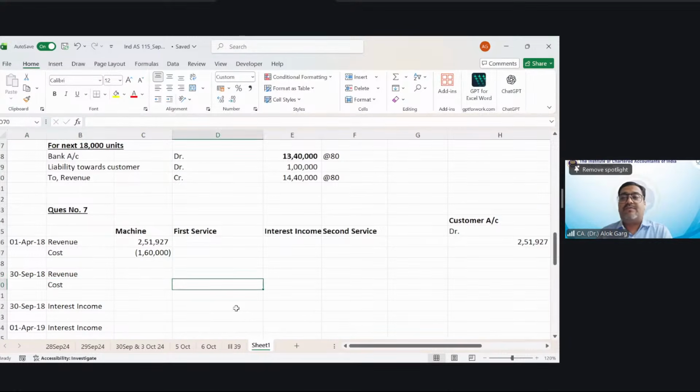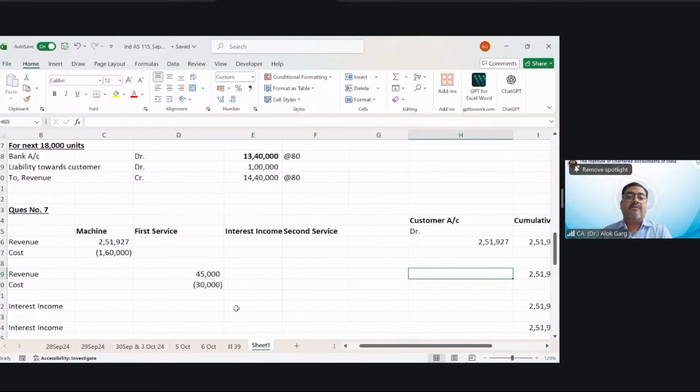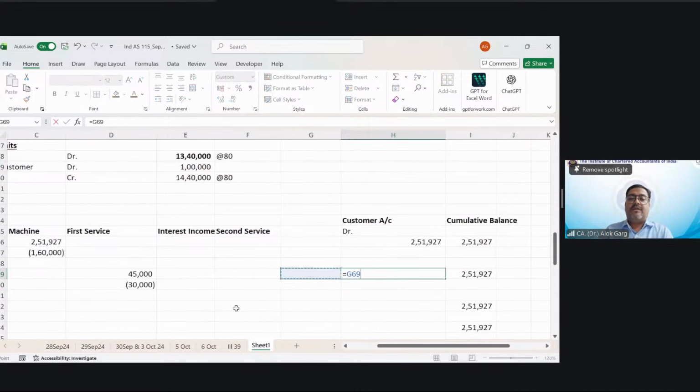So what is the cost of the first service? 30,000 rupees. Now, what is the revenue? The revenue is 150% of the cost, as there is a 50% margin, right? So again, the entry is customer account debit to revenue. So the cumulative balance is this plus this.